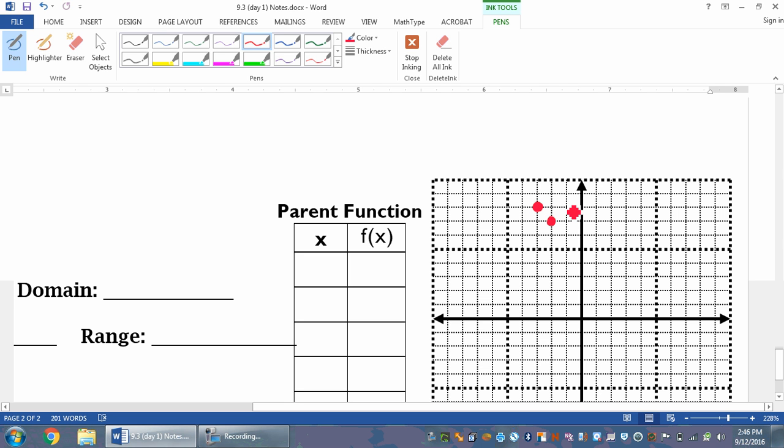Right 2, how many do we go down? 4. 1, 2, 3, 4. Come back to the vertex. Now we go left 1, down 1. Come back to the vertex. Left 2, down 4. And there's my parabola.